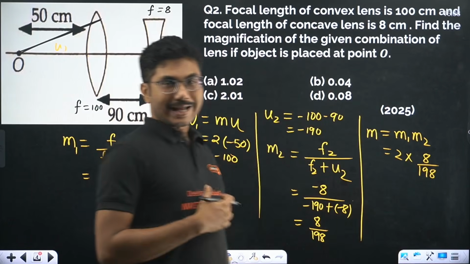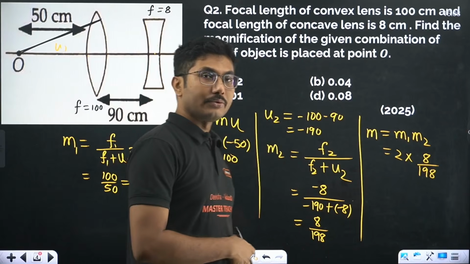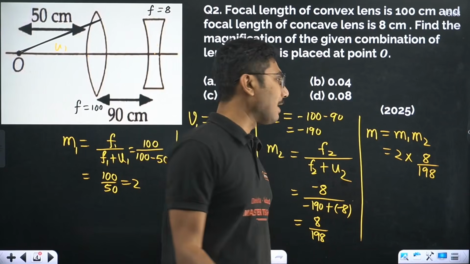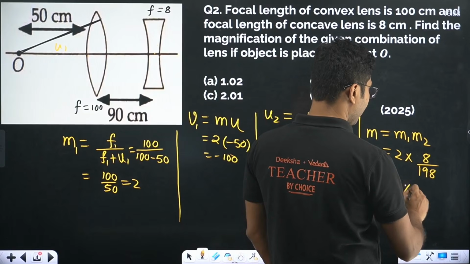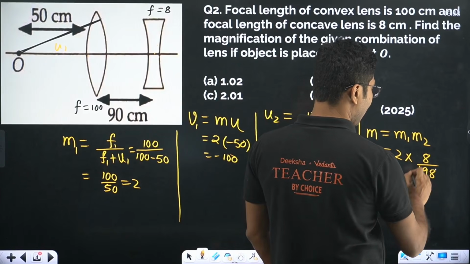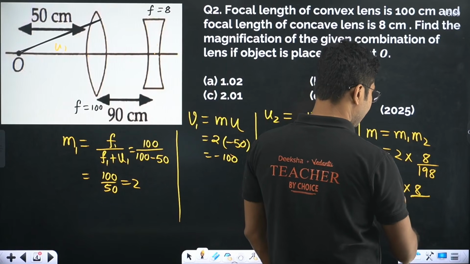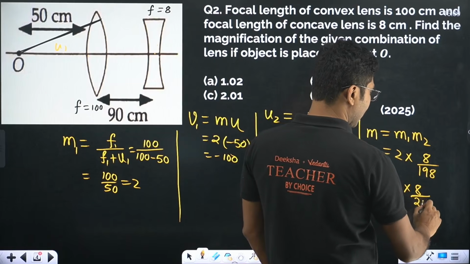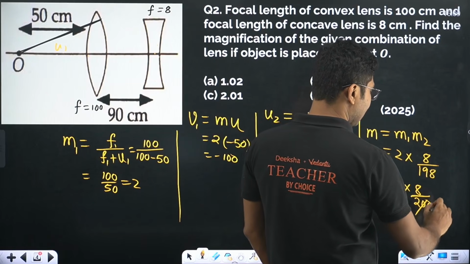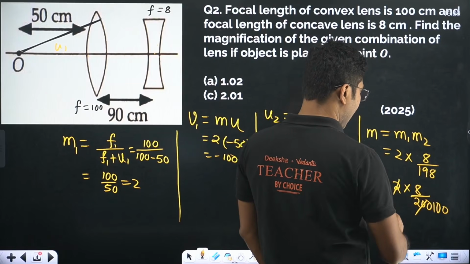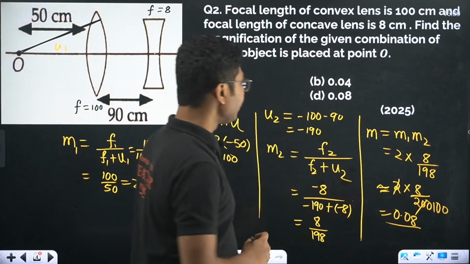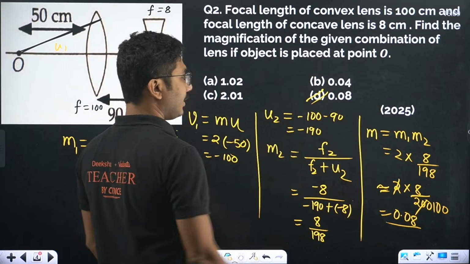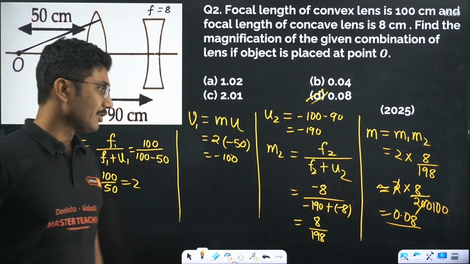Now this can be a little tricky. If you don't know how to simplify, you can use the on-screen calculator which is available in COMEDK. Or what you can do, 198 can be approximately taken as 200, so 2 into 8 by 200, you can cancel by 2 and you get 0.08. If you see the options, 0.08 is the correct answer for this question.